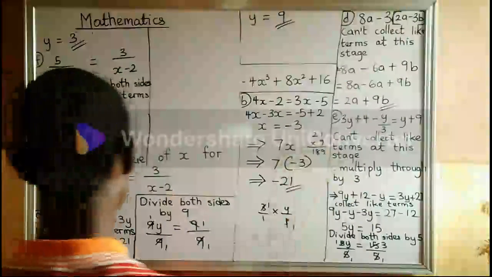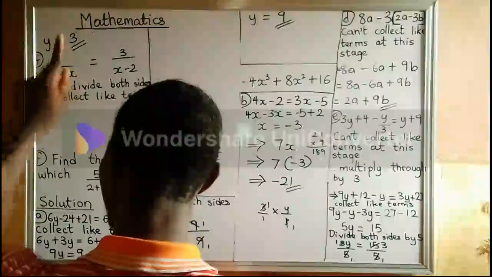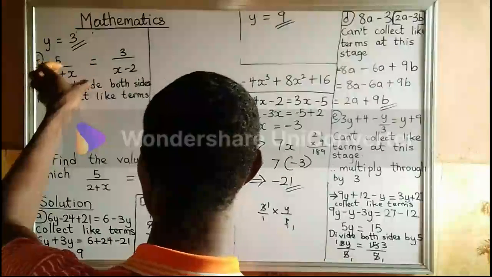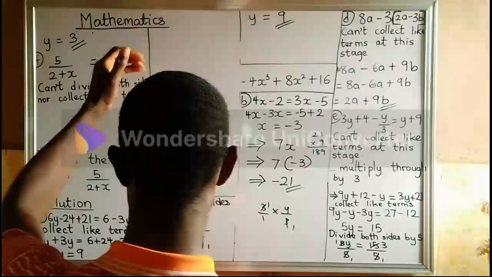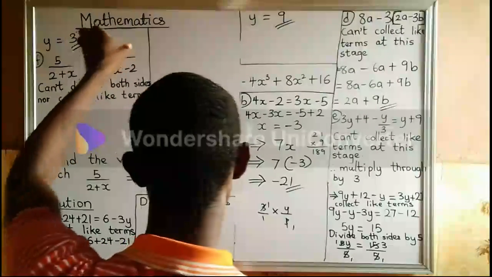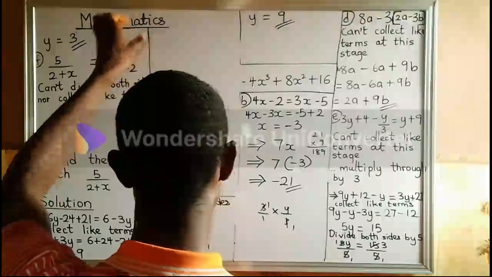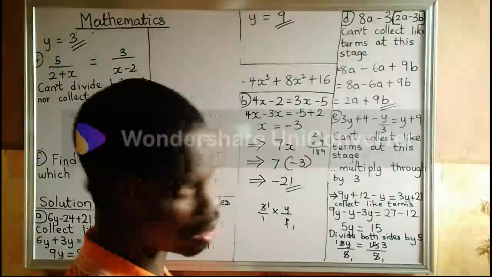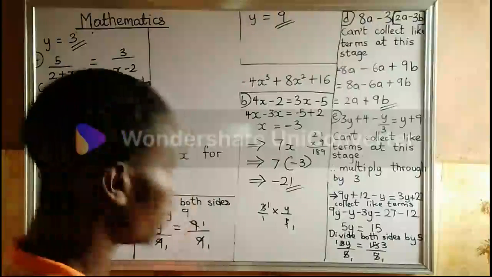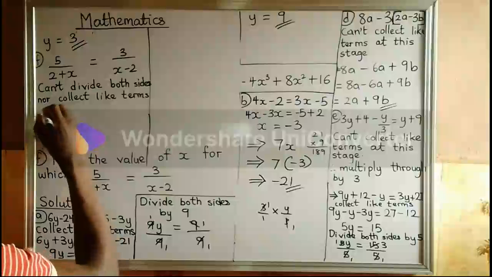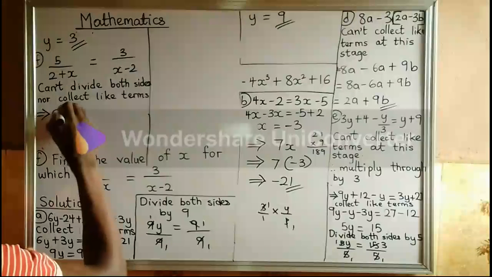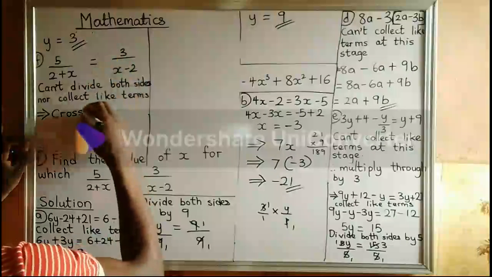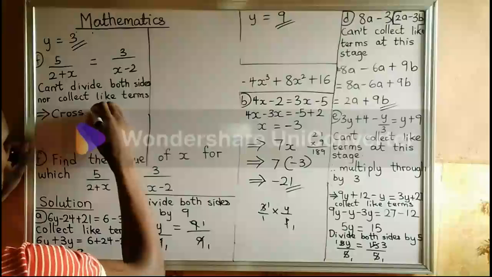No matter how complex it looks, 5 all over 2 plus x is just one fraction, and it is the only one on the left hand side of this equation. And also 3 all over 3 minus 2x, x minus 2 rather, is the only fraction on the right hand side of the equation. When you have something like this, then the next thing, don't think twice. You just cross multiply. We'll still treat it much more when we get to that place. So you cross multiply.